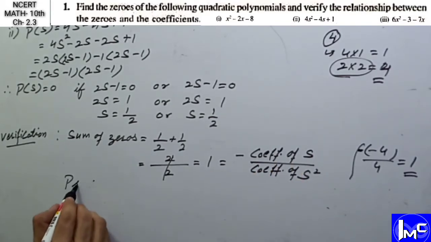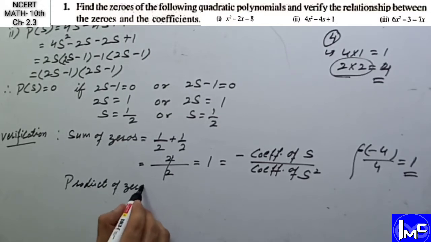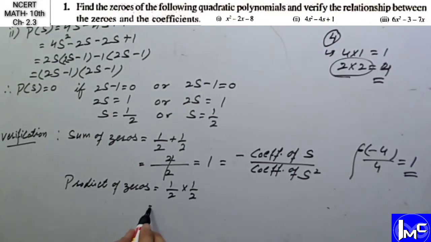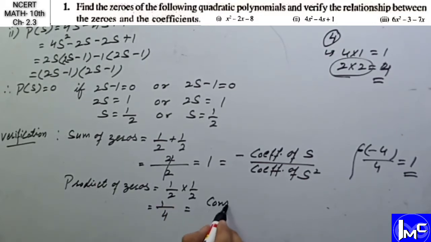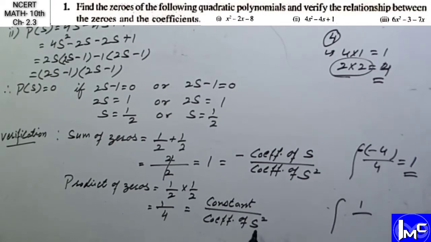And product of zeros, 1 by 2 into 1 by 2, is 1 by 4, and you can see it is constant over coefficient of s square. As the constant is 1 and the coefficient of s square is 4, 1 by 4 is written in the form of this. It is verified.